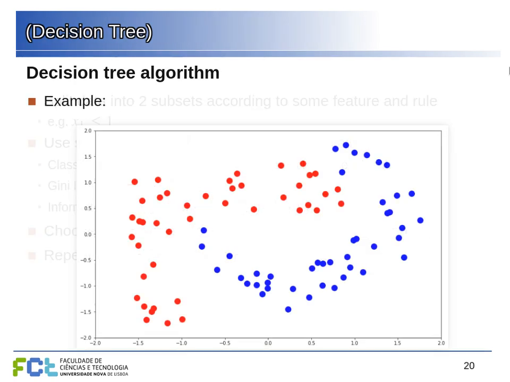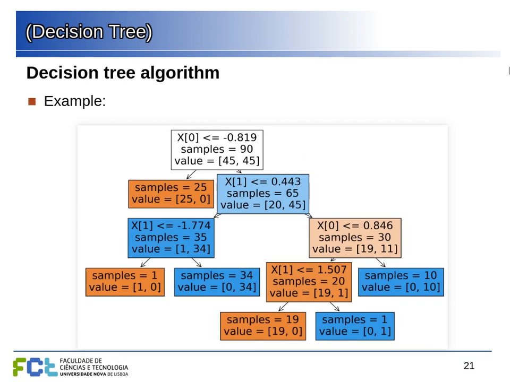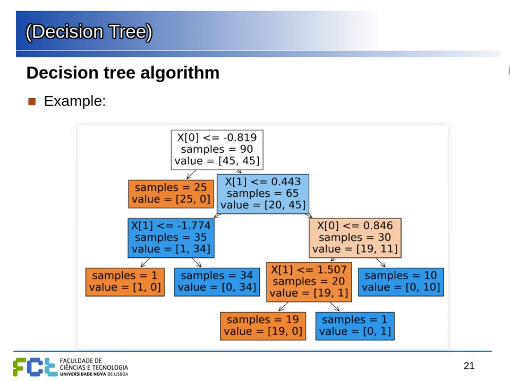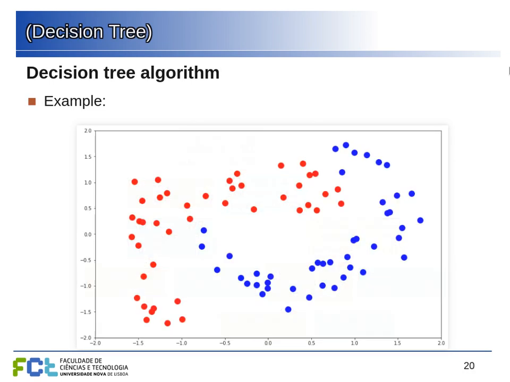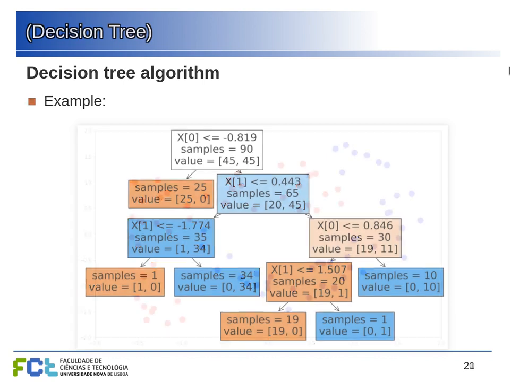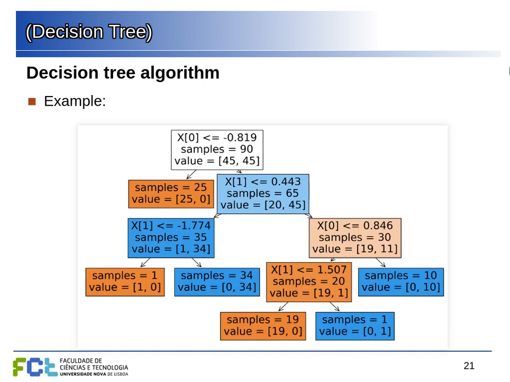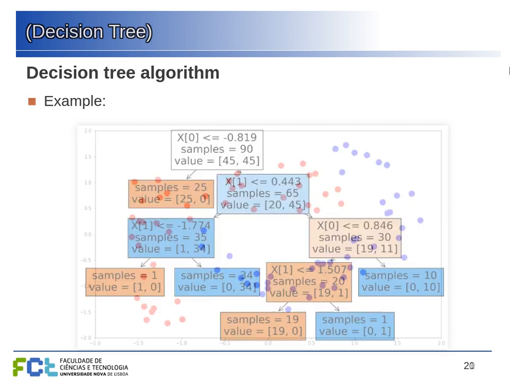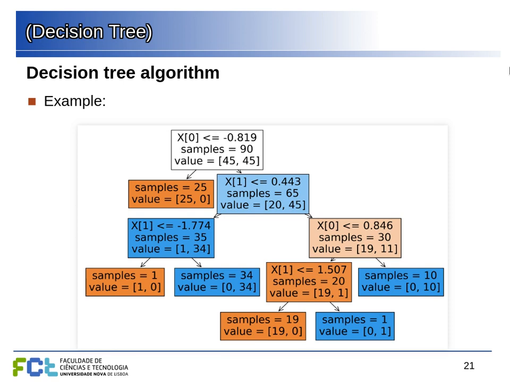So let's see, for example, this data set here. We create a decision tree. We have 90 examples, so 45 red, 45 blue. This is the original set, and the algorithm chose feature 0, which is the horizontal axis here, and to separate in minus 0.8 something. So basically around here. So it's separating this set, which has 25 red examples, and this now is a pure set.